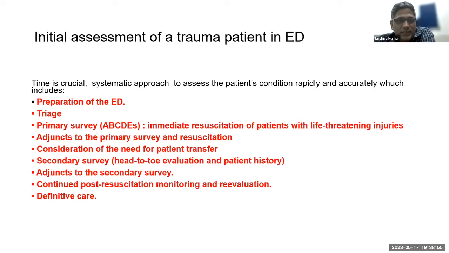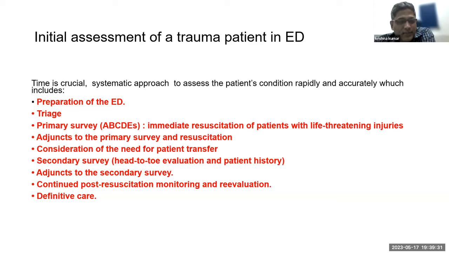For the initial assessment, time is crucial, as we already know from the golden hour concept. There should be a systematic approach to assess the patient's condition very rapidly and accurately. Prior to arrival of victims, there should be preparation of the emergency department. Triage should be done, as there may be mass casualties and multiple casualties. A primary survey has to be done, which has already been elaborated by the previous speaker, the ABCDs, and adjuncts to the primary survey and resuscitation. Consider the need for patient transfer: if the hospital doesn't have the capacity to manage severe injuries, the patient should be shifted to a trauma center.